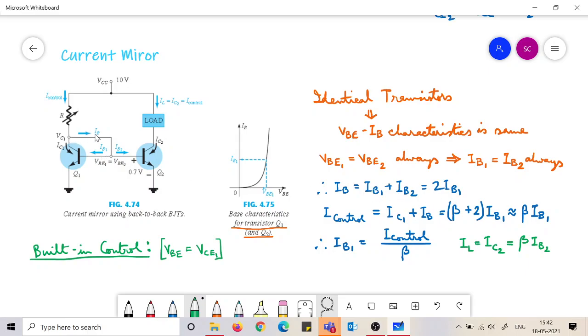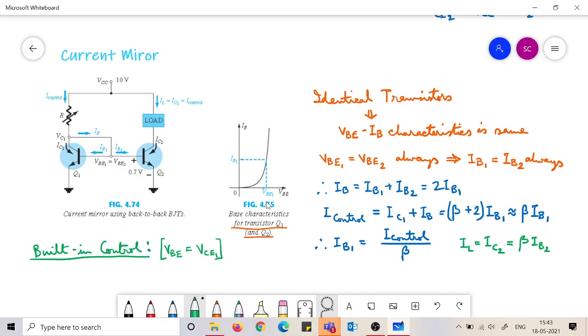Now this IB, which is flowing here, the control current I control is IC1 plus IB. Now IC1 is beta times IB1, and IB is twice IB1. So what we get is beta plus 2 times IB1, which is almost equal to beta times IB1. So the I control is almost equal to beta times IB1. Or one can also say, in other way, IB1 is I control by beta.